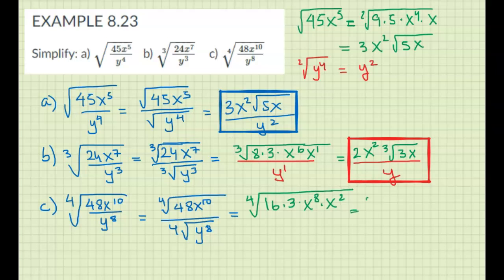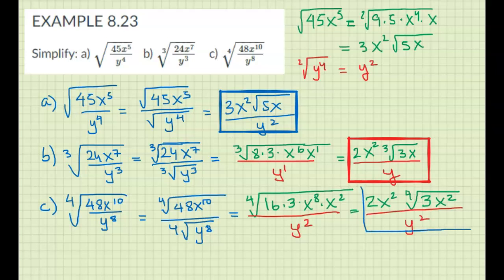So 4th root of 16 is 2. 4th root of x to the 8 is x to the 2. Then we have 4th root of 3 and x squared, which still need to stay there. On the bottom, 4th root of y to the 8 is y to the 2. Let's write it here. Okay, so that's our answer for that one. There we go.